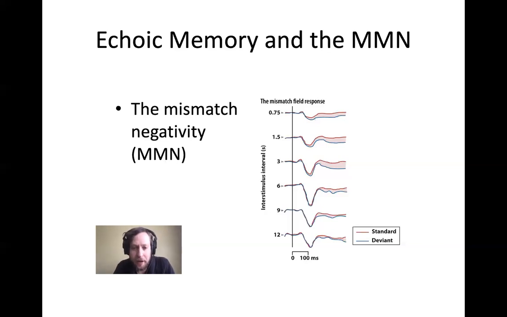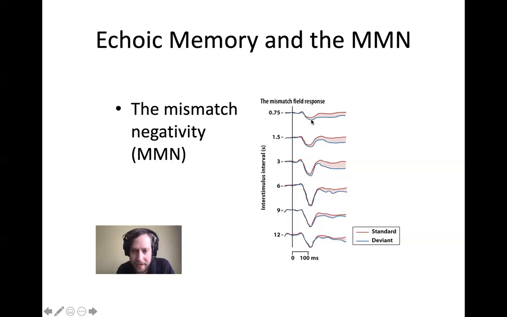You say the standard a whole bunch of times, and then 1 out of like 10 times you'll say the deviant. And the mismatch negativity response is the idea that you generally will see a bigger negativity for the deviant. And you see that right here. By the way, the mismatch negativity response usually has a latency of about 100 to 150 milliseconds. So right here, you can see that the blue and red lines are separated. That is the mismatch negativity response right there.